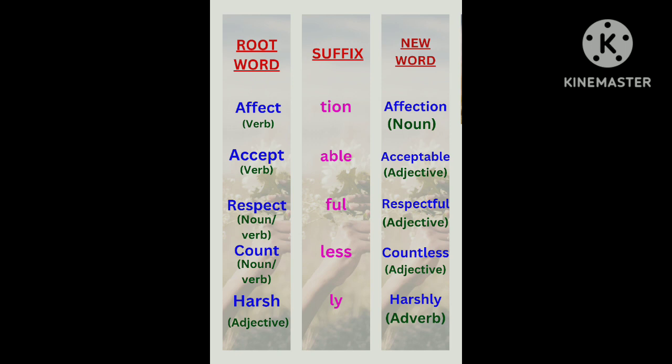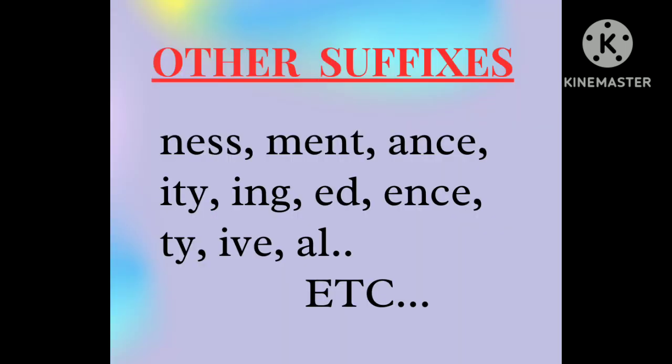Same way, suffix like able, when added to a word like accept, which is a verb, changes it into a word called acceptable, which is an adjective. Likewise, respect plus ful is respectful, count plus less is countless, and harsh plus ly is equal to harshly. So basically, suffix changes the word form or its property. Following are some more suffixes, so give it a good read again.